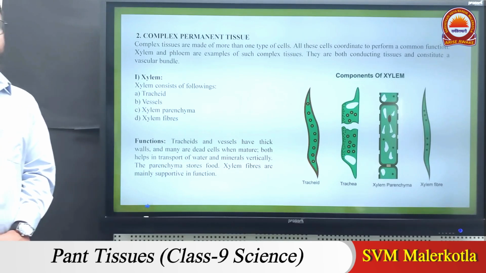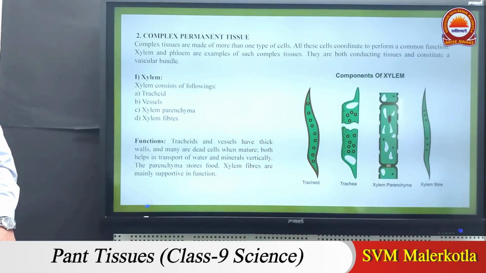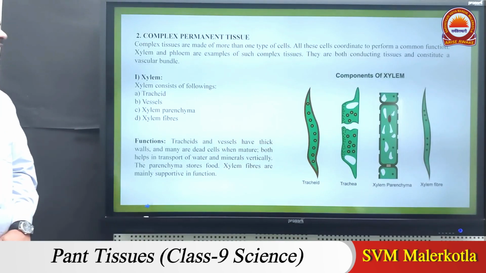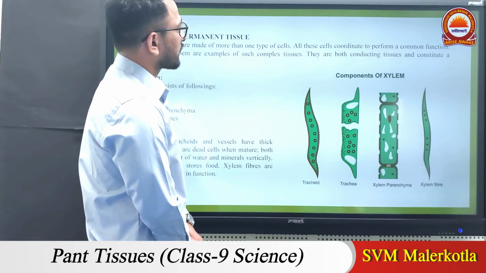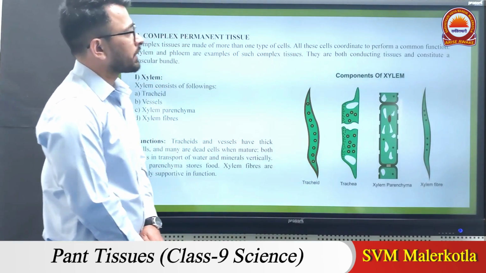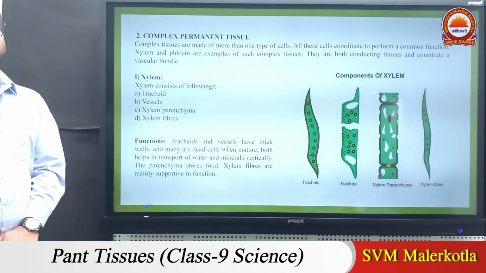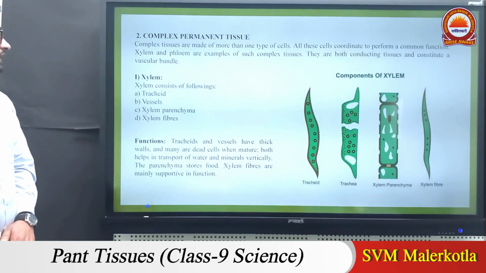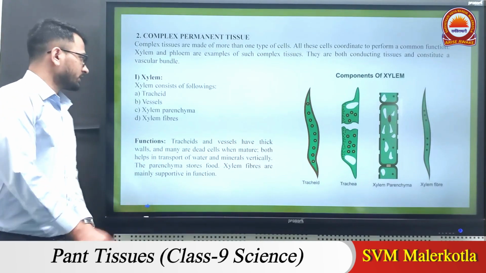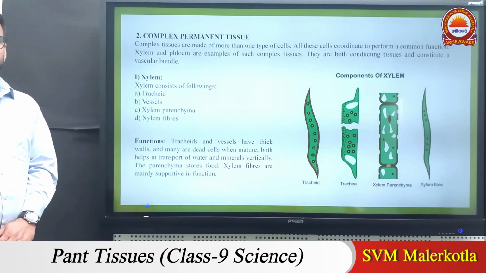Now we will discuss complex permanent tissues. This complex tissue is made up of more than one type of cell, and these cells are coordinated to perform a common function. Xylem and phloem are examples of complex tissues. First we will discuss xylem. Xylem consists of 4 types of cells, that is tracheids, xylem vessels, xylem parenchyma, and xylem fibers.